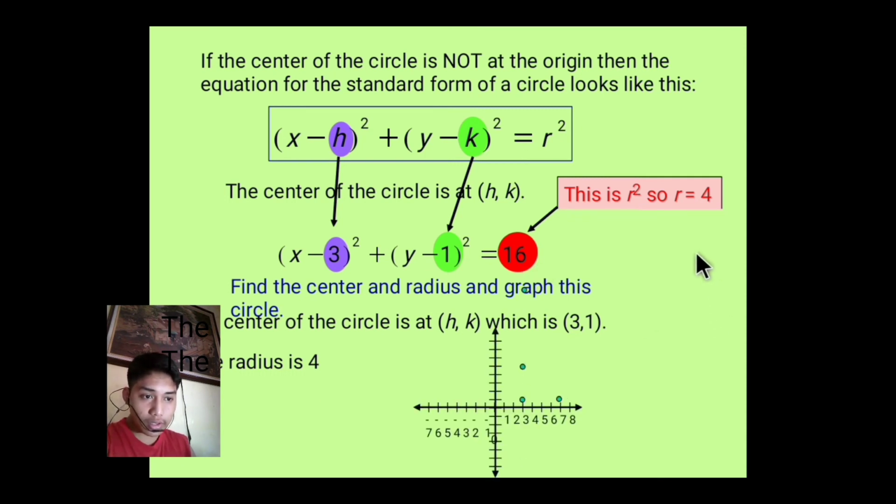Now we have some points. So this is the circle, and the center is at (3, 1). Then we're going to count 4: 1, 2, 3, 4. You can count until you stop, or if you prefer, you can do it by addition. It depends on you.